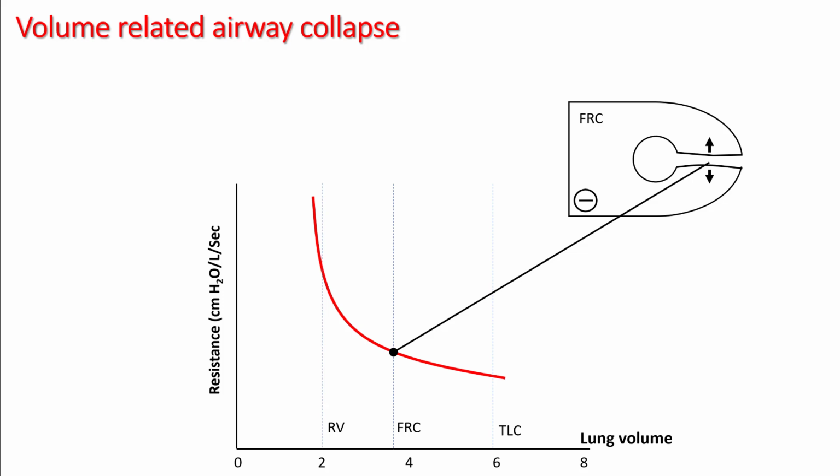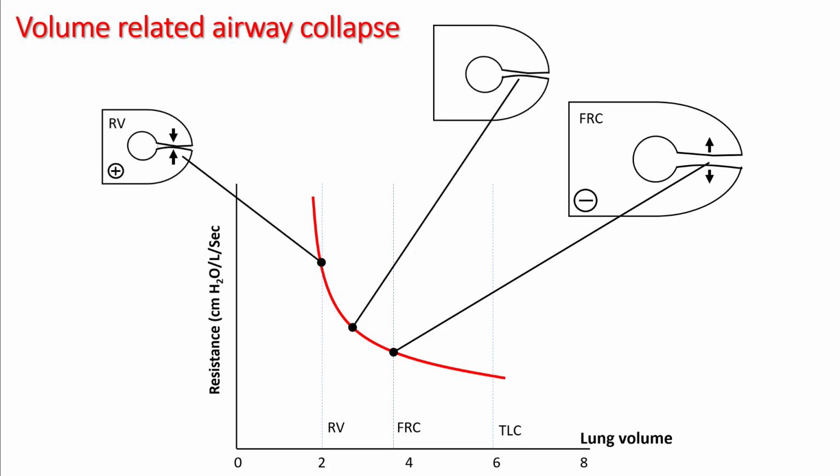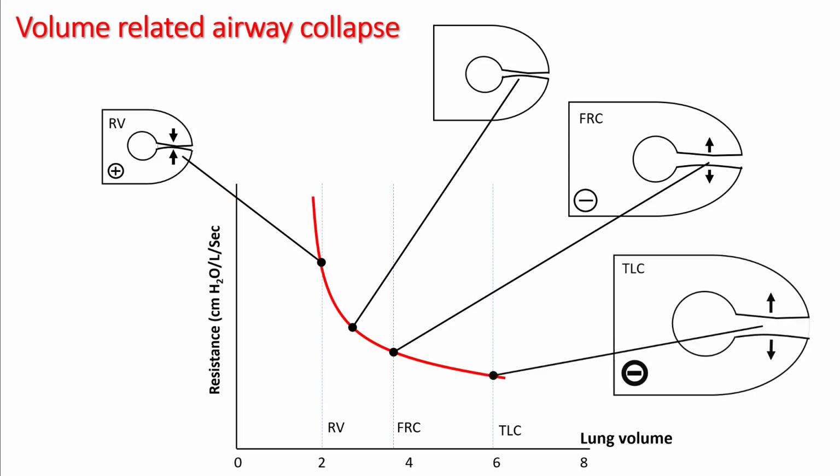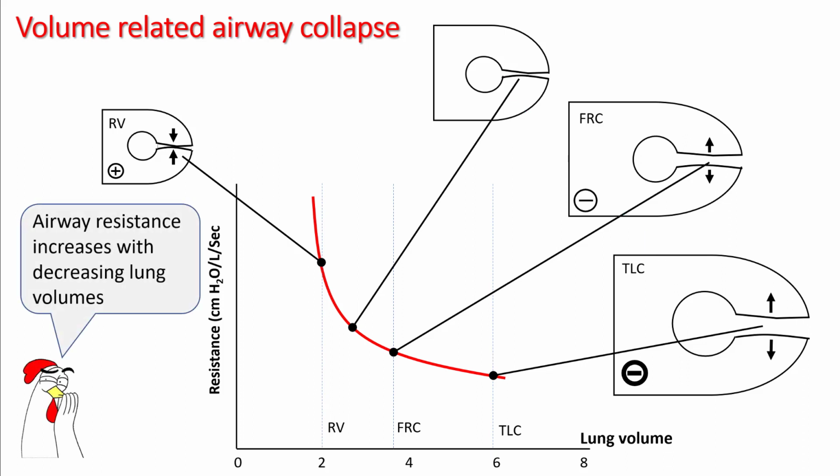First of them is volume-related airway collapse. So at functional residual capacity, your intrapleural pressure is negative. However, if you start exhaling forcefully, you can exhale till your residual volume. And since the pressure inside the lungs is positive and the lungs are smaller, you will see that the airways get narrow and your resistance increases. However, if you take a deep inhalation and move toward total lung capacity, the resistance drops.